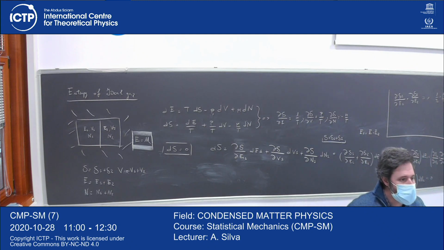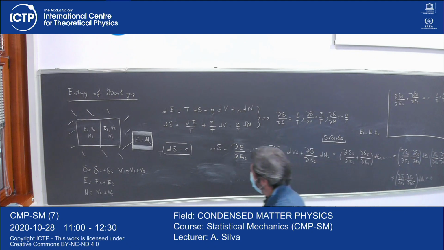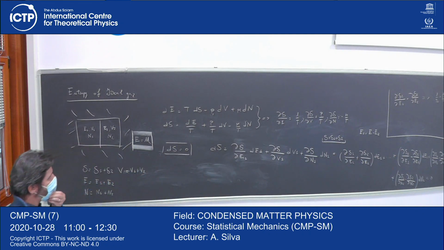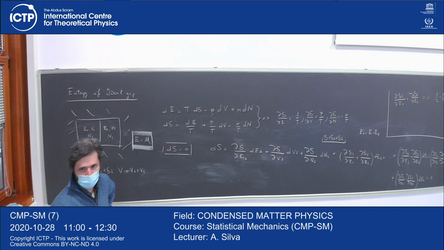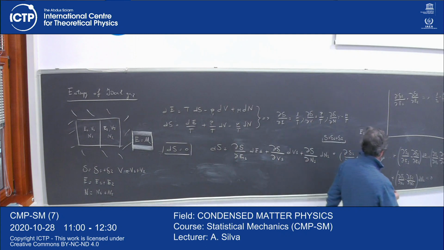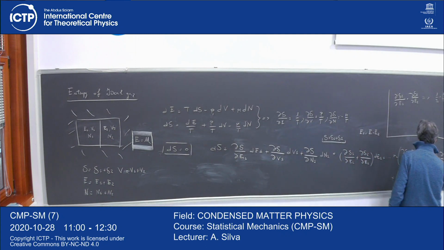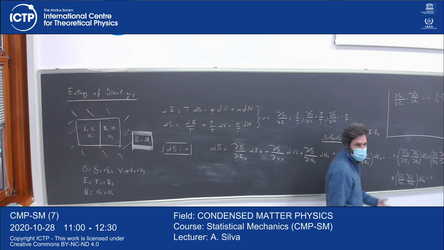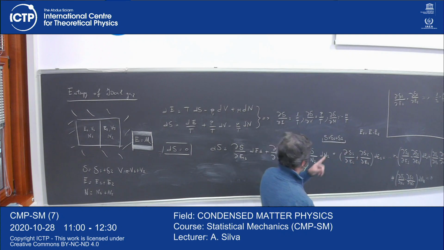We can do the same thing there with dS over dE2. Instead of dS over dE1, we can do it with respect to dE2, and you will obtain the same thing, right? You just have to change the sign. So put a minus sign here, and here, and another minus sign here. So it's equivalent. So this is the first condition.